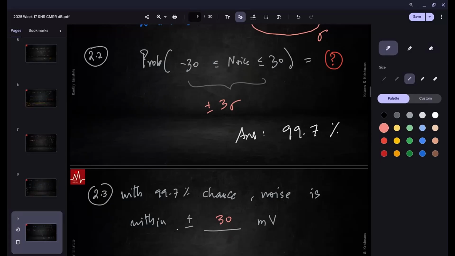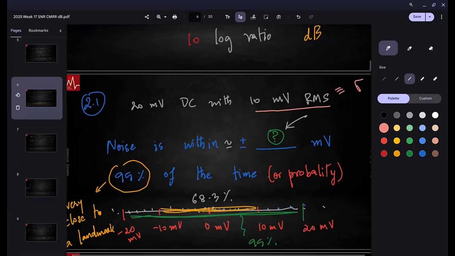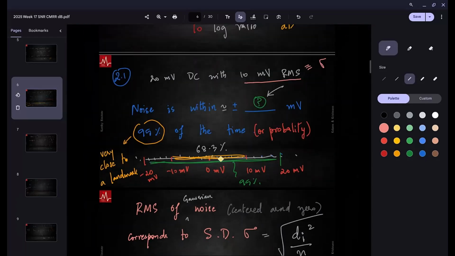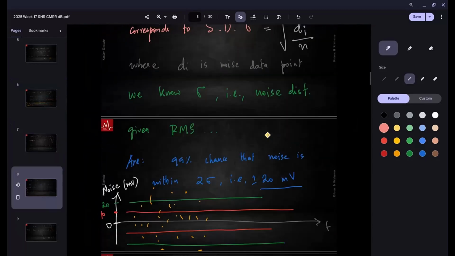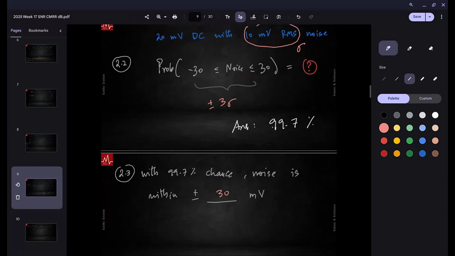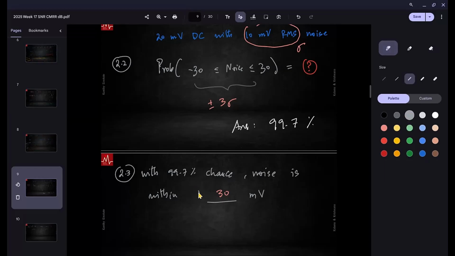Yeah, now all of you are getting it, I'm very glad. This is the exact question that I also asked here: noise within plus or minus dash millivolts 95% of the time, or 95% of the probability. Okay, I hope this is now clear, forward arrow 2.2, backward arrow 2.3. That is clear, I suppose. Okay, fine.